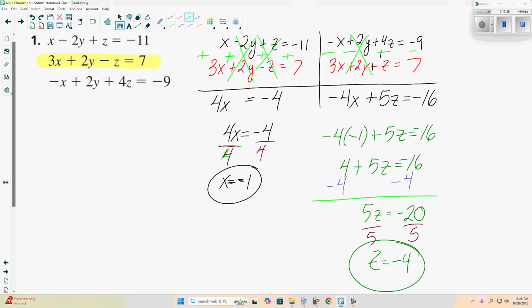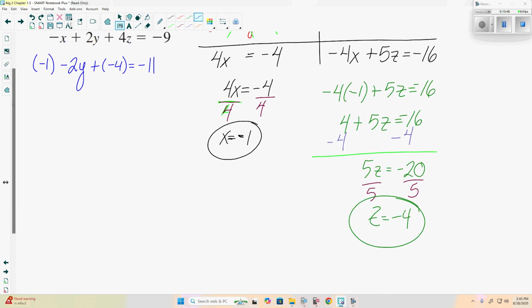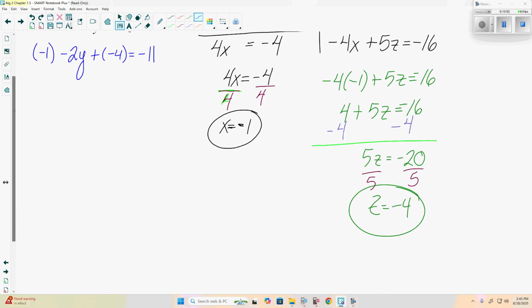Now we need to find y, yes? So we're going to take one of the 3 original equations and plug this back in. Which equation do we want to use? Top one. So we plug negative 1 in for x, minus 2y, plus plug negative 4 in for z. So we plugged x and z in. Now we're going to solve for y. So we'd have negative 1 minus 2y minus 4 equals negative 11. Now we can combine our like terms. Negative 1 minus 4 is going to be negative 5.